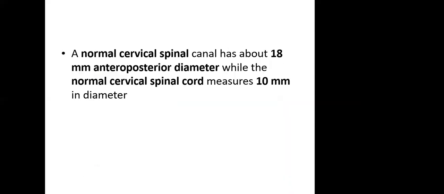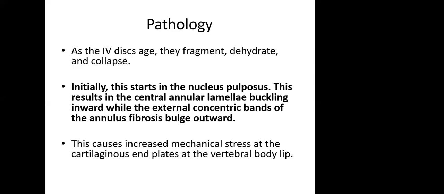Next slide, sir. It's important to note that the normal cervical spinal canal diameter is 18 millimeters anteroposteriorly, and the normal cervical spinal cord diameter is 10 millimeters. So it's been found that when there's a 30% decrease in this diameter, symptoms begin to manifest. So the patient may start having cervical spondylotic myelopathy. Next slide, sir.